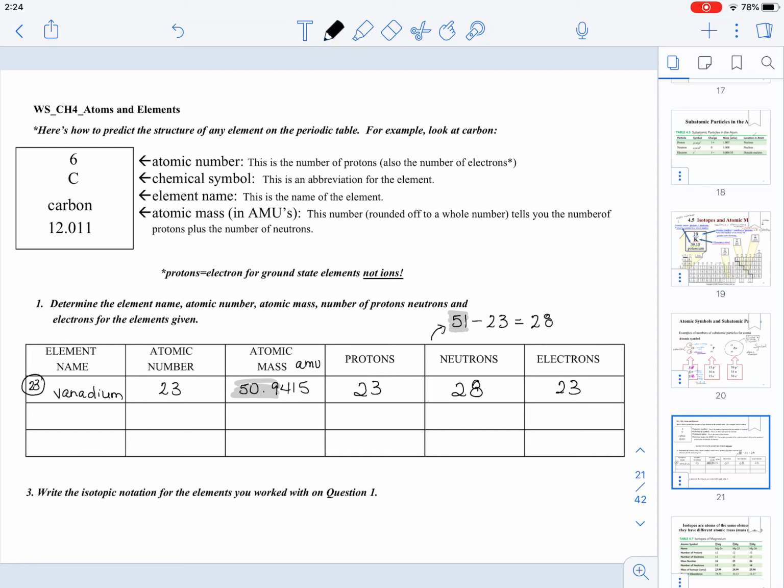Next, if we have to write the isotopic notation for vanadium, understand that we're going to put the symbol for vanadium, which is a capital V. Then in the top left corner, we're going to put its atomic mass as a whole number. So this is 51. And in the bottom left corner, we're going to put its atomic number, 23. And that's how we do the isotopic notation for an element. Make sure that you practice.